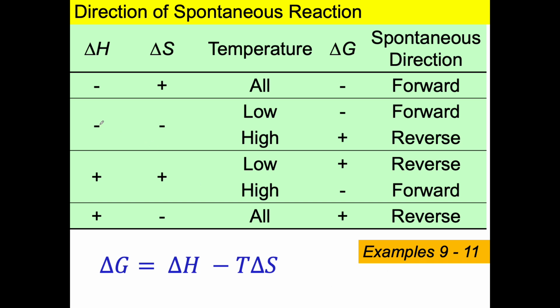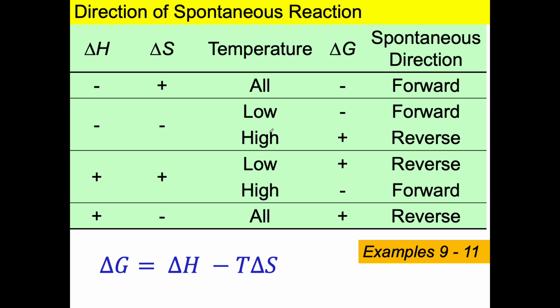If both enthalpy and entropy changes are negative, well then it depends. That makes this term negative, and this term is positive. So one term is negative and one term positive. Whether the whole thing is going to be negative or positive depends on how big the temperature is. At some low temperature, if T gets small enough, say set it to 0, then the enthalpy is going to dominate. And when enthalpy is negative, the delta G is going to be negative. It'll be spontaneous in the forward direction.